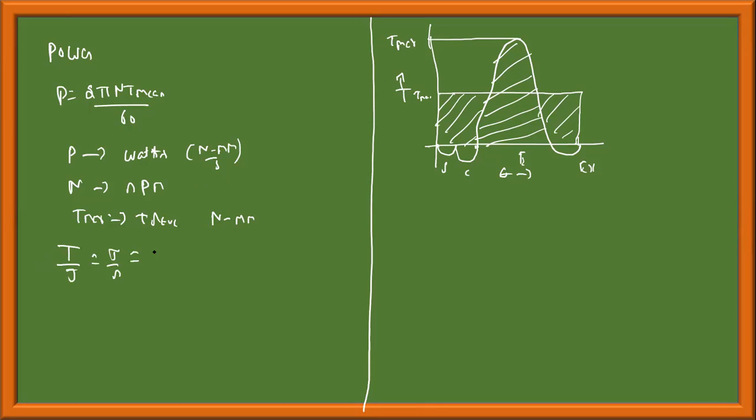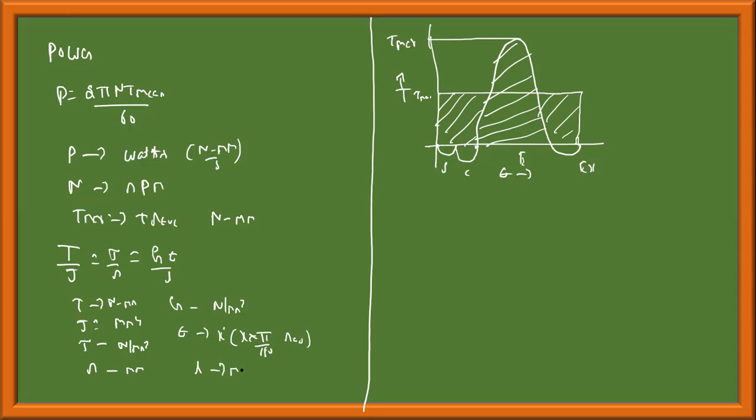Then the torsion equation: T by J is equal to tau by R is equal to G theta by L. T in Newton mm, J the polar moment of inertia in mm power 4, tau in Newton per square mm, radius r, rigidity modulus G in Newton per square mm. Theta is given in degrees; for x degrees, x into pi by 180 radians we should use. It should be in radians, and length L in mm. Now all these things we should keep in mind.